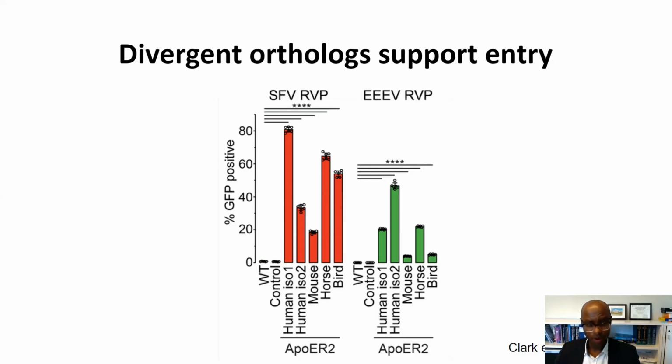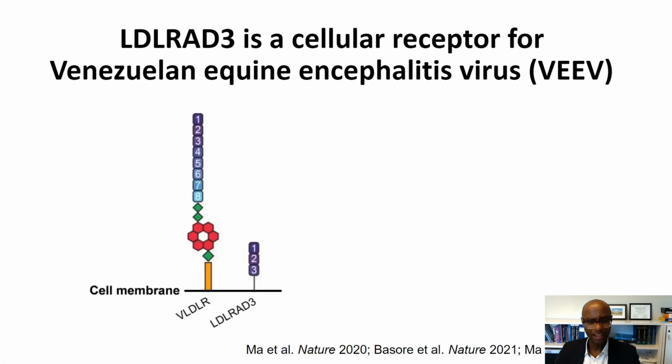And so at the time we were preparing our paper for publication, as you can see, it was a lot of work with a lot of controls, and going back and forth with reviewers over about a year and a half. Another paper came out from Mike Diamond's group that got us really excited. This was describing the role of LDLR-83 as a cellular receptor for Venezuelan equine encephalitis virus.